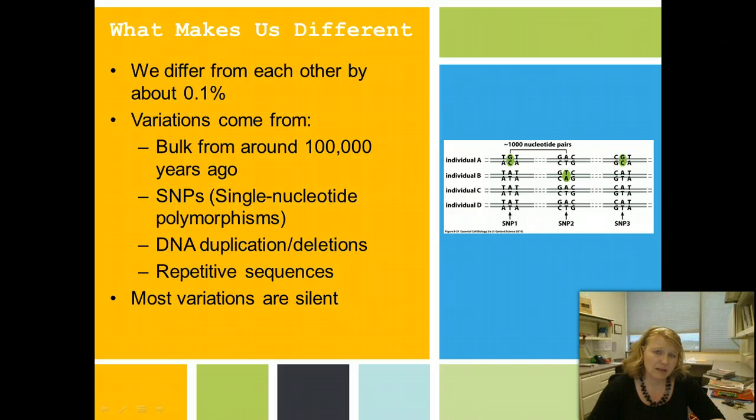But this is what can lead to blue eyes versus brown eyes, blonde hair versus brown hair, height, weight, attached earlobes, hairy fingers, wet versus dry earwax. All of those things can lead to some of the variation we see.